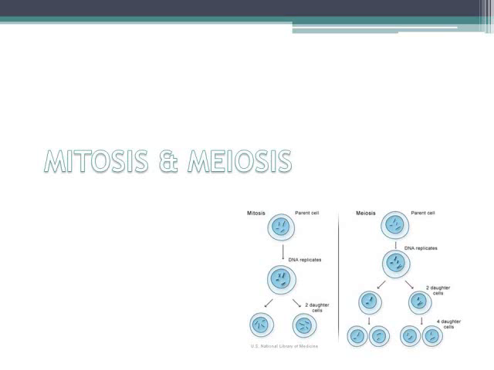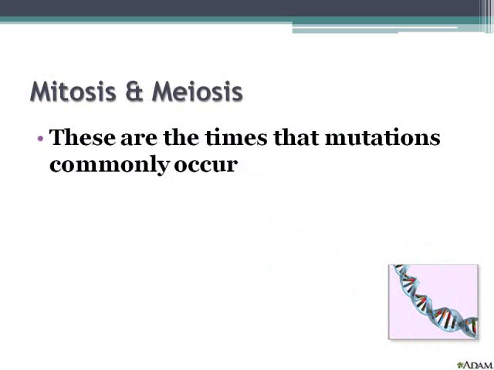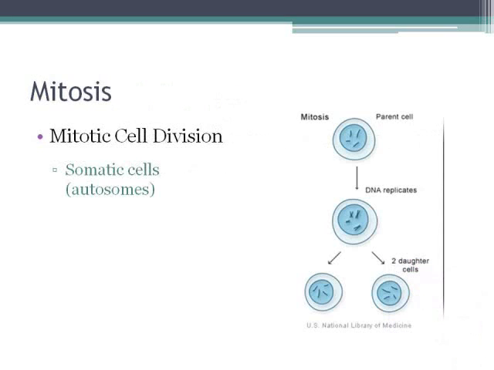Mitosis and meiosis. These are the functions of cell division and replication, and these are the times that mutations commonly occur. Mitotic cell division is the cell division that takes place for the somatic cells, which are also called autosomes. They result in 2 identical daughter cells, 46 chromosomes, and again, that's your diploid number.